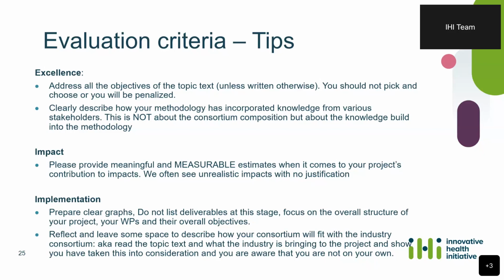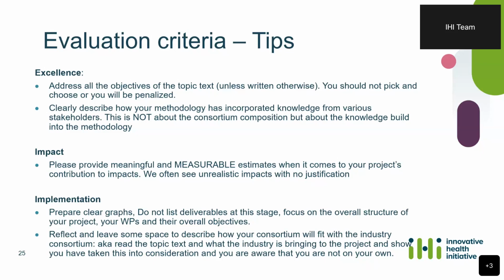For example, in the excellence, it's very important to address all the objectives listed in the topic text, unless written otherwise. So if you don't address all the objectives, and you should pick some of them, then of course your proposal will be penalized, will receive lower scores, and sometimes even a score below the threshold. Importantly, regarding the methodology, the knowledge from the various stakeholders should be clearly incorporated, but not the knowledge of the current consortium composition, but the knowledge built into the methodology.